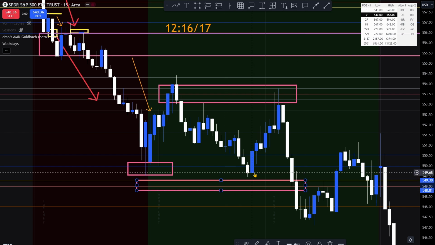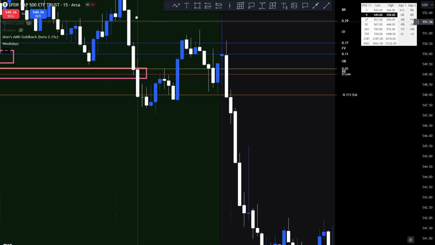It leaves liquidity open for you. So you're not looking to buy this. You're not looking for buys here. You're looking for sells every time it offers you one. And you trade lower. And look at that.